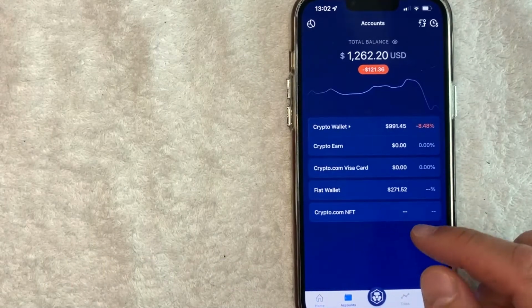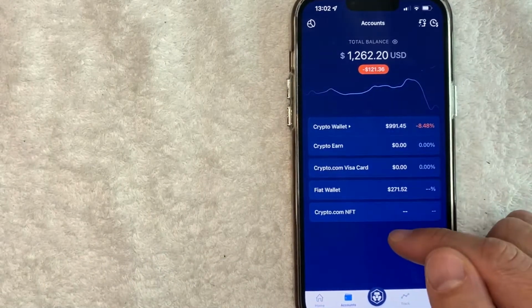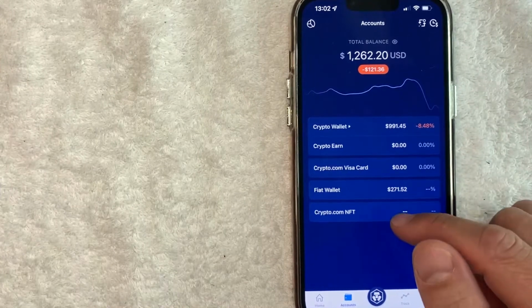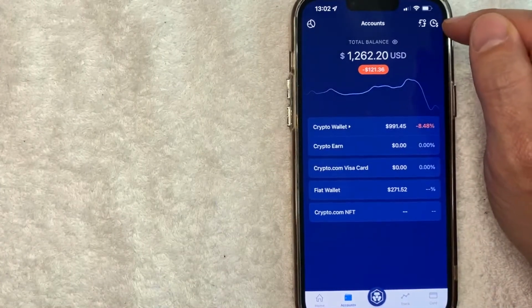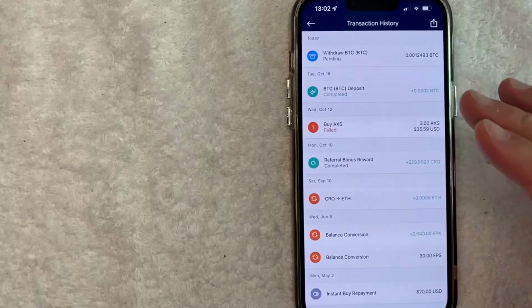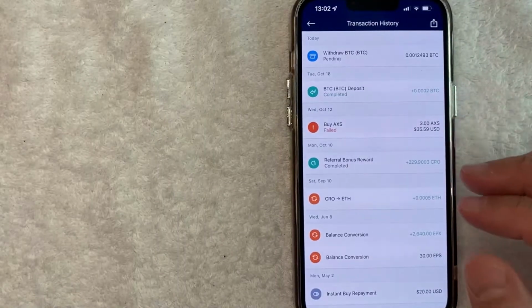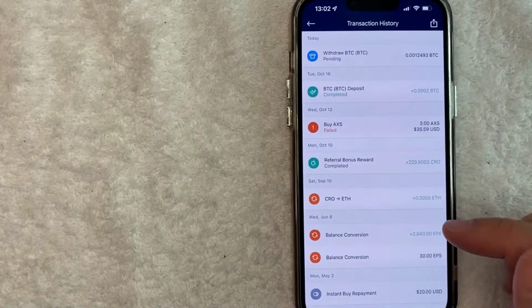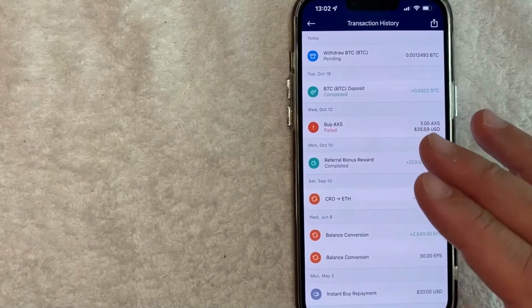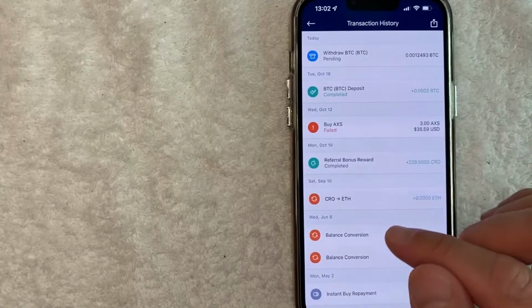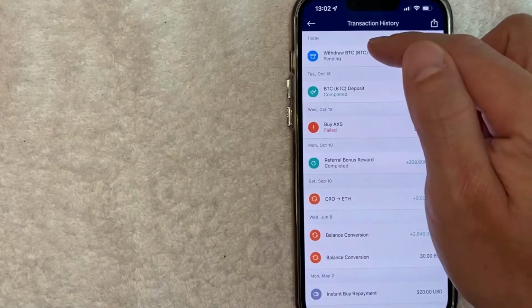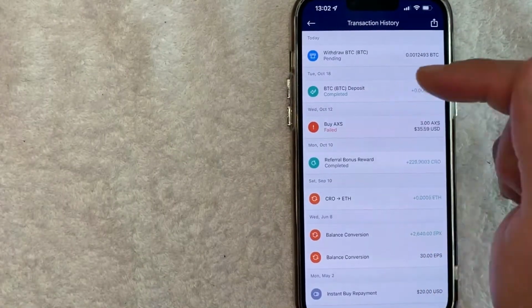Once you click there, you will see your wallet balance inside of crypto.com. But in order to see your transaction history, click on this clock icon looking thing here on the top right. Okay, once you click there, you will see all of the transaction history for your crypto.com account. Now, this includes all transaction history from fiat transactions and crypto transactions. As you can see, Bitcoin, AXS right here. So let me go ahead and go back to the homepage.